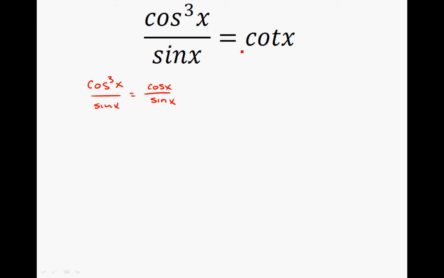All right, so something jumps out at me here. They both have sine x as a denominator. So I can multiply both sides by sine x. Or in other words, these cancel out. So I'm going to have cosine cubed x equals cosine x.